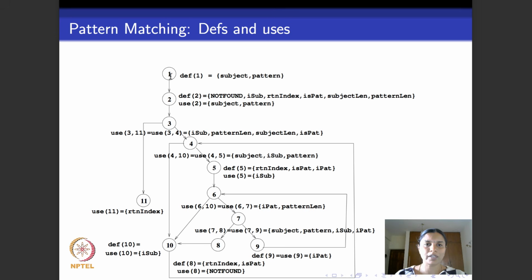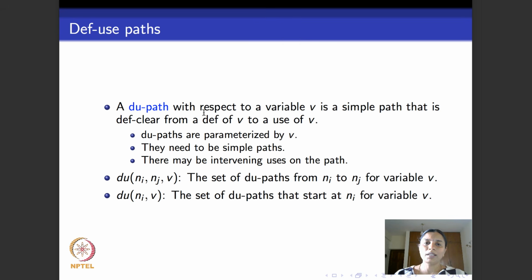Like for example, if I take the du path from node 1 to the edges (7, 8) or (7, 9), there is a use of the variable subject in between. We allow that. But we say in between a du path in intermediate nodes or edges, there should not be another definition. A du path with respect to a variable v is a simple path that is def-clear from definition to a use, but there could be intervening uses on the path.